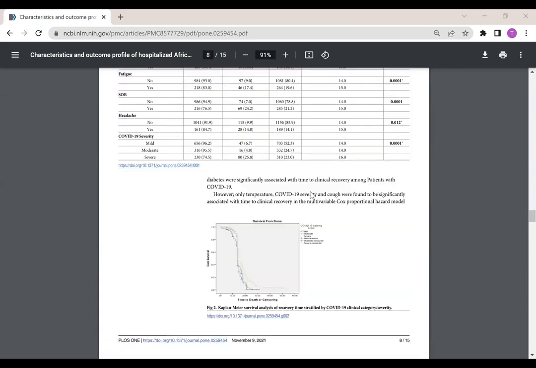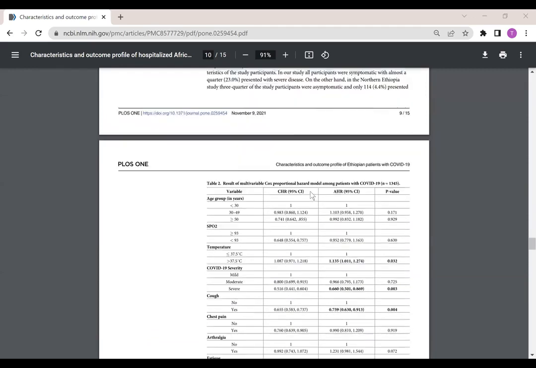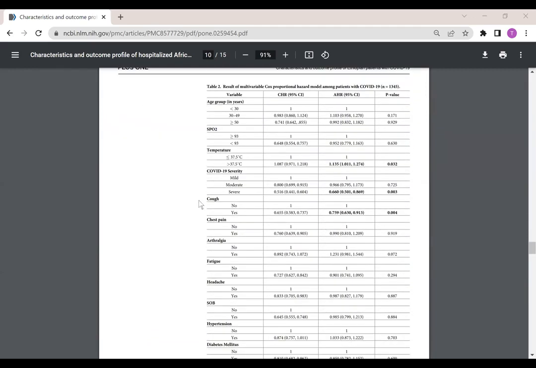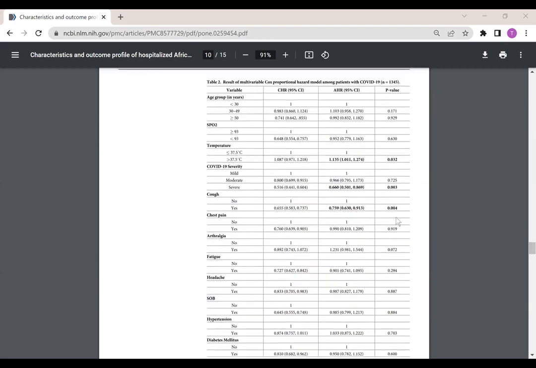Here we have a regression table that shows the association of these exposure variables with our outcome. And as you can see, fever and disease severity and having cough, these three factors were significantly associated with our outcome.